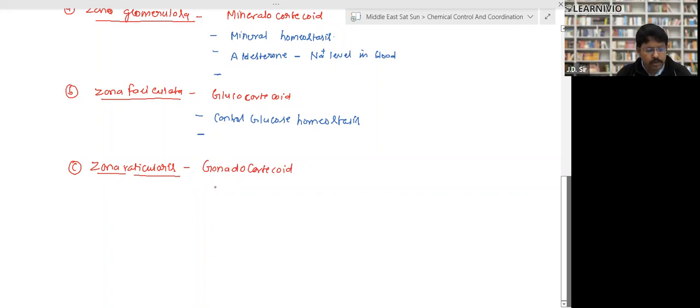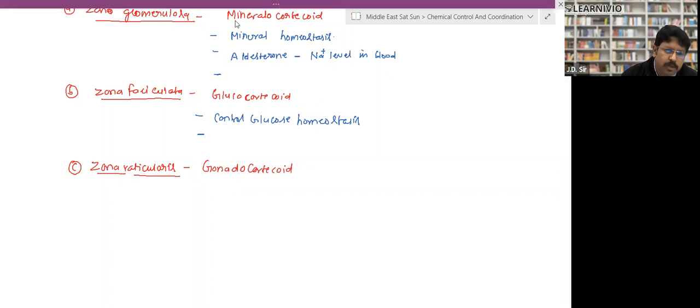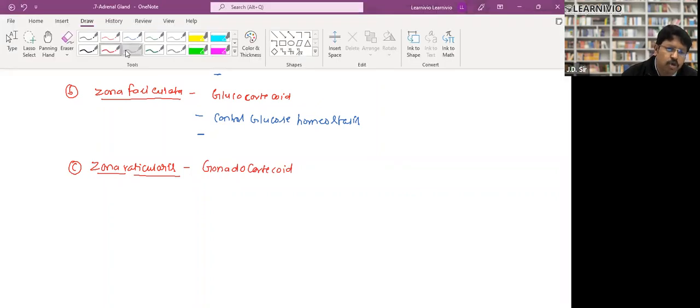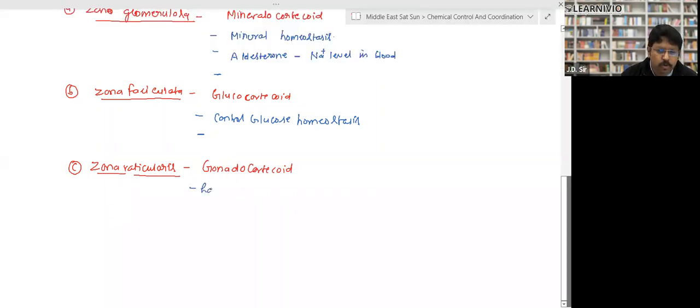The cells of this zone have ascorbic acid, that is vitamin C.